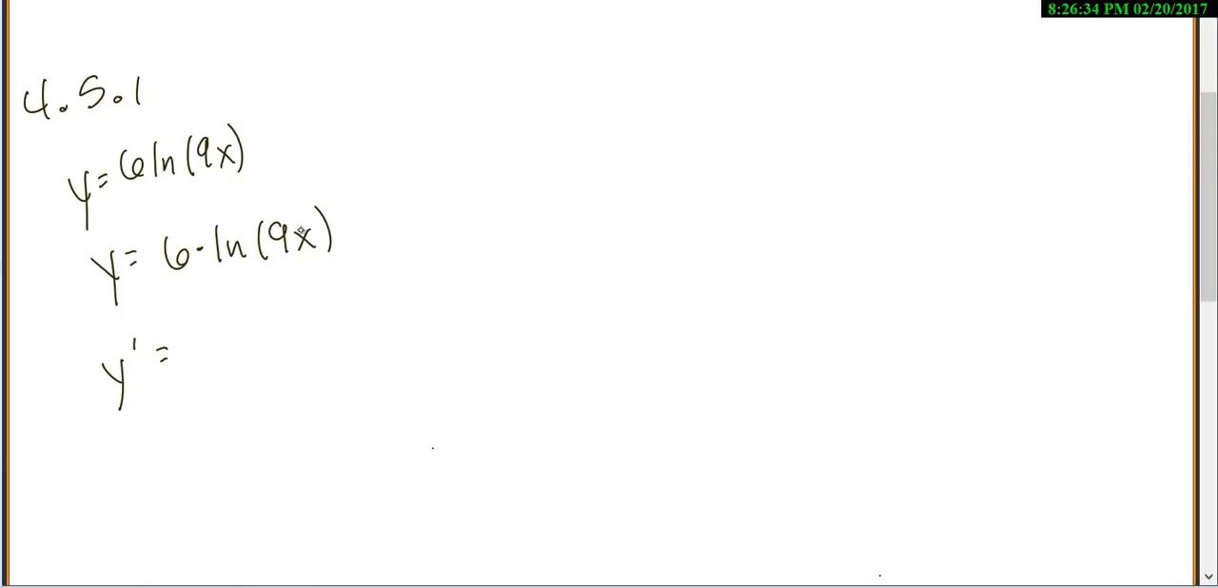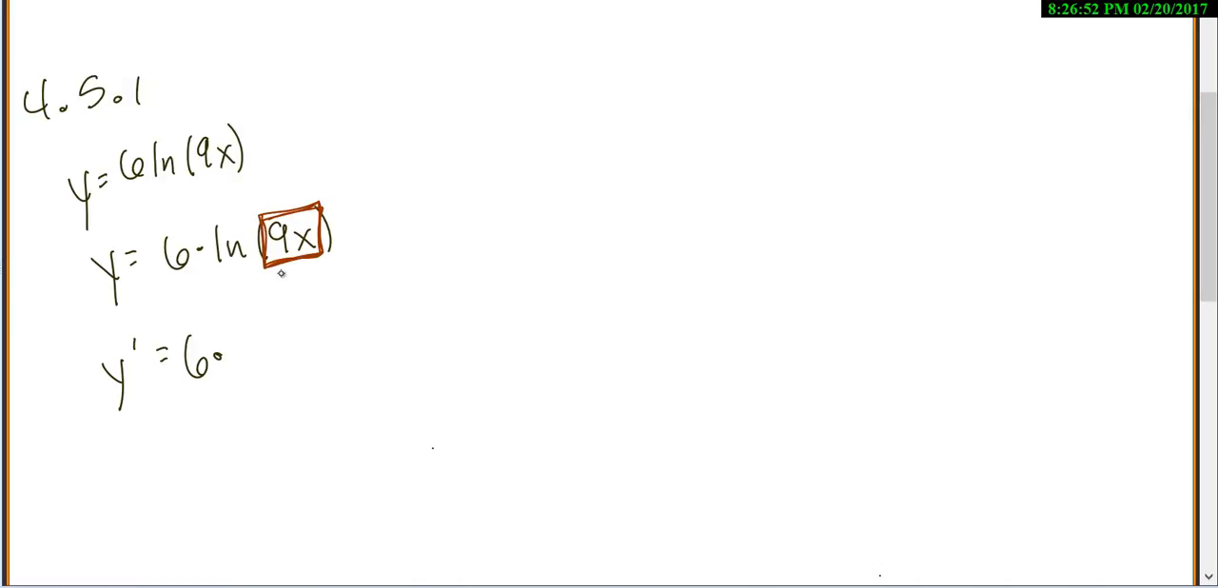Okay, now a 6 times anything, I don't have to do the product rule if I'm just multiplying by 6. The 6 just gets to stay there. Then you take the derivative of natural log. Now this natural log of 9x, I'm going to have to use the chain rule because I have something inside the natural log.